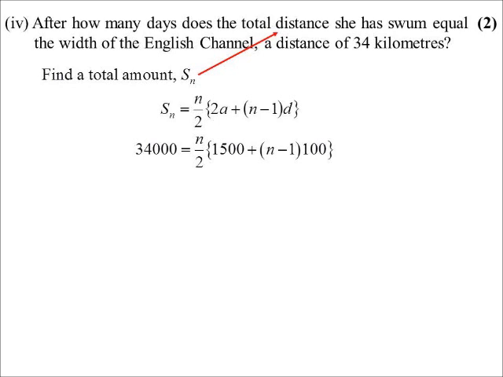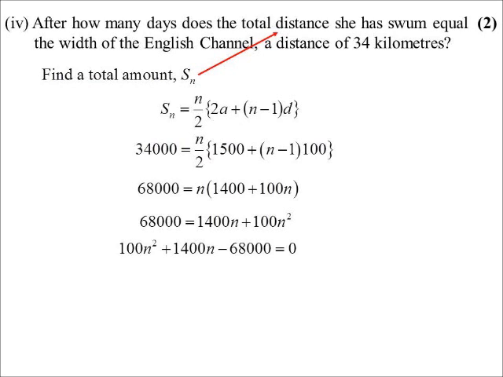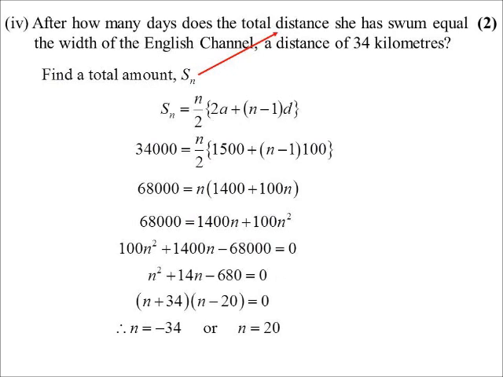So 34,000. A is still 750, D is still 100. Subbing in, and, oh, we get a quadratic. Fortunately, everything divides by 100. That makes life a bit easier. Multiplies together to give minus 680. Adds together to give 14. There we go. Two possibilities.